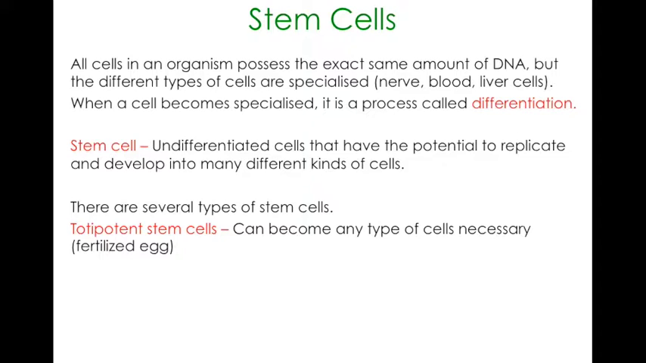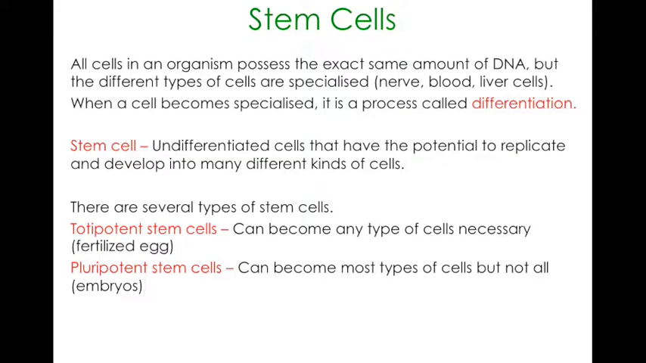Once it moves beyond that, the cell is no longer totipotent, but it is what we call a pluripotent stem cell, which can become most types of cells, but not all. The majority of embryonic stem cells are pluripotent. They have the ability to change into many, many different types of cells, but not all. Embryos are the predominant area where we get those pluripotent stem cells from, and hopefully by now you understand why the idea of embryonic stem cells creates a lot of debate.